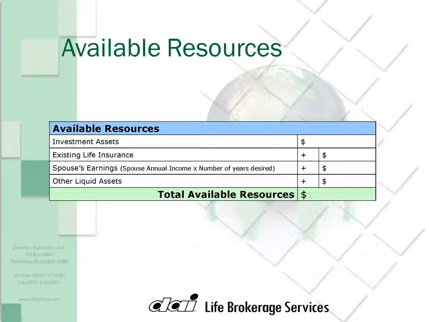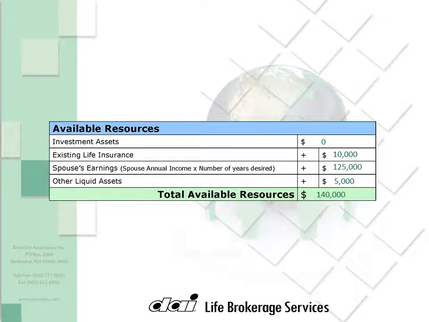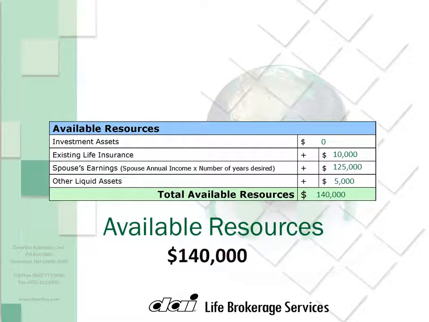In order to identify the client's available resources, it is important to include all valuable assets that when sold or liquidated into cash can help pay household expenses and debt. Savings accounts, stocks, a spouse's income, and especially an existing life insurance policy are all good examples of available resources. Let's enter the amount of your client's available resources. For the purposes of this example, the total available resources are $140,000.